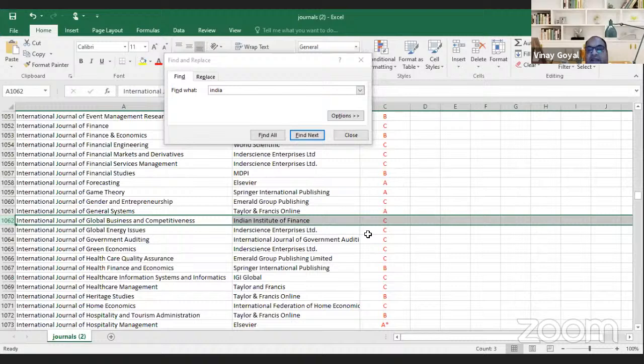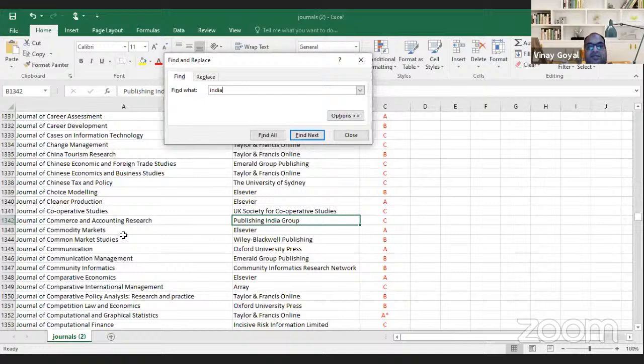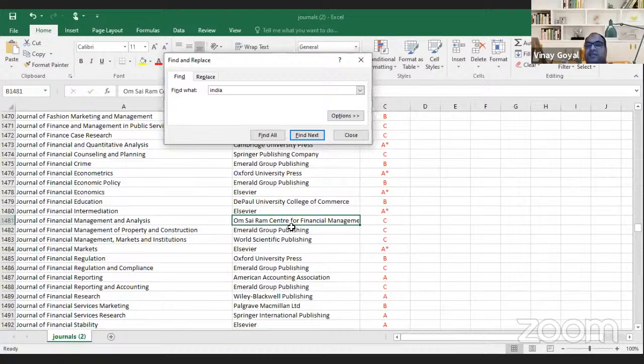Indian Institute of Finance. It's a very good journal. Again, it is a C category journal. Now they publish studies which belong to India. Then there is another journal, you can see Journal of Commerce and Accounting Research, India Publishing Group. Then there is another journal which you will find here, Journal of Financial Management and Analysis, Om Sai Ram Center of Financial Management. This is again an Indian publisher.